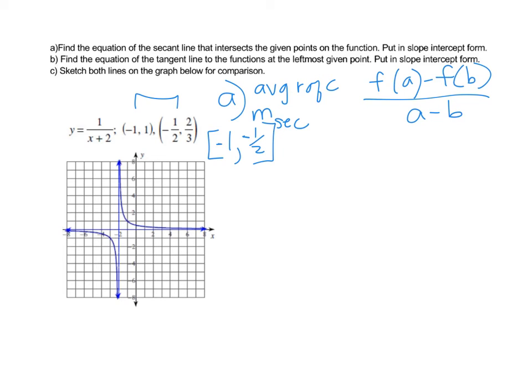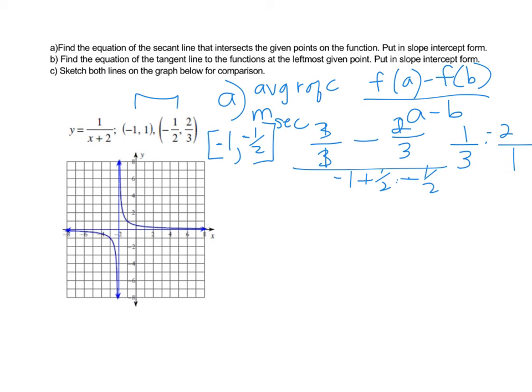All right, so let's put that in. I have 1 over -1 plus 2 is 1, and then minus f of b, so 1 over, that would be 3/2, so make that 2/3, all over -1 plus 1/2, which is going to be -1/2. All right, so that's going to be 3/3 minus 2/3 is 1/3 times -2 over 1, so that's going to be -2/3. And that is the slope of the secant line. That's the slope of the secant line.